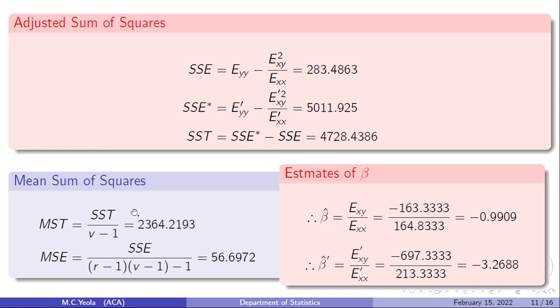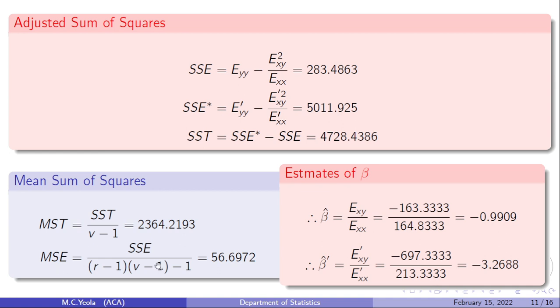Then after getting this, we have MST, that is SST upon V minus 1. How have we obtained SST? This is SSE star minus SSE, this value divided by V minus 1. V is equal to 3 here, 3 minus 1 gives us 2. So SST means this value divided by 2, and we will get this answer here.